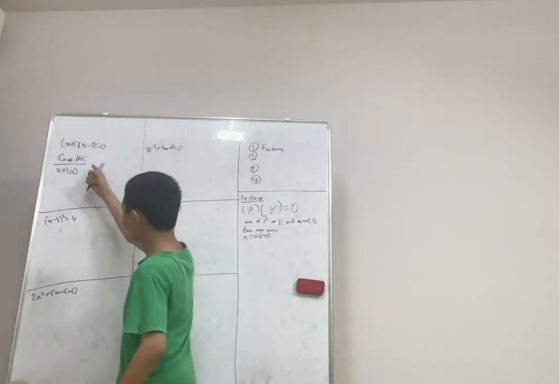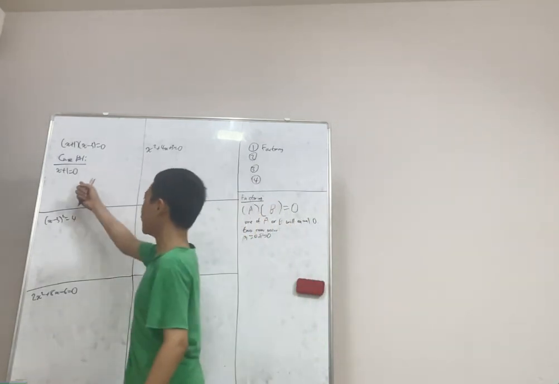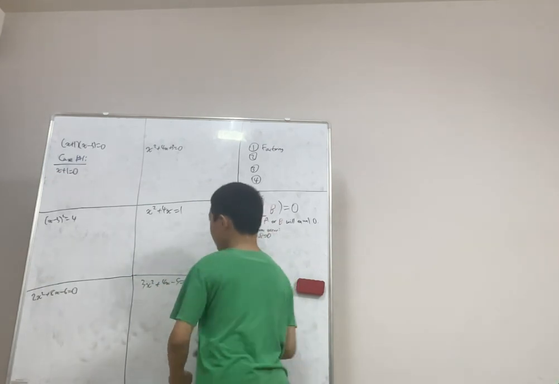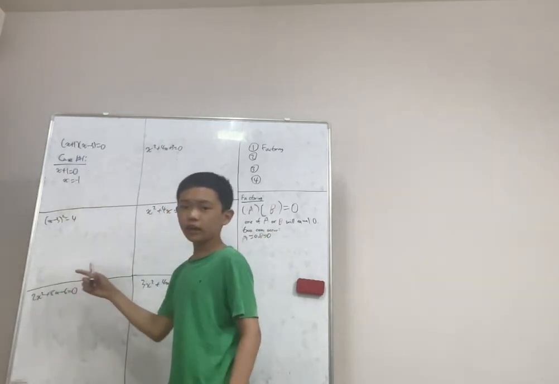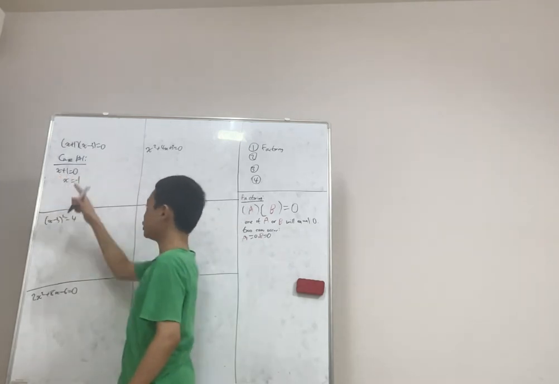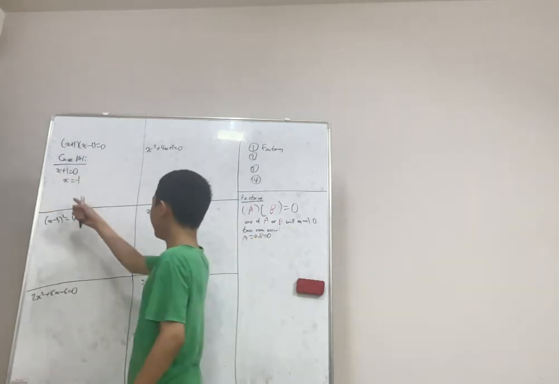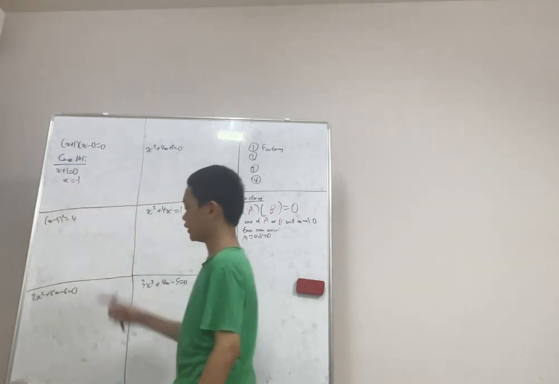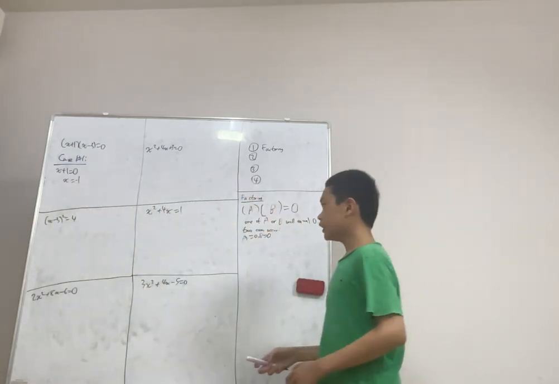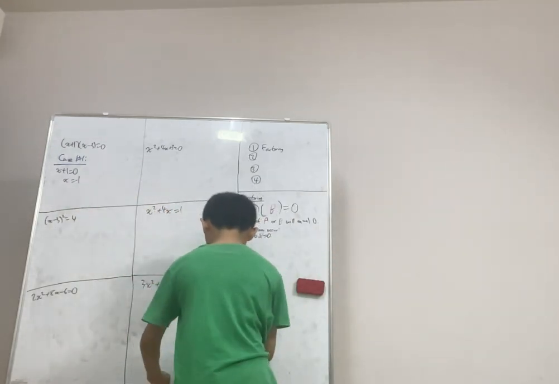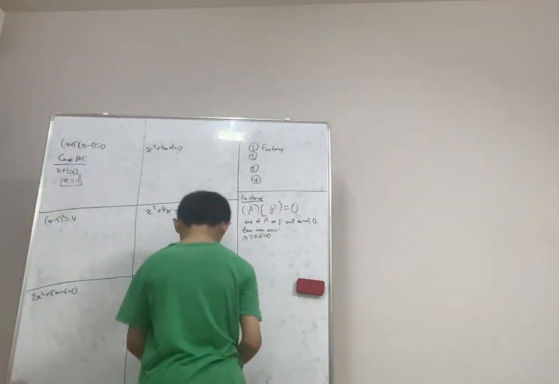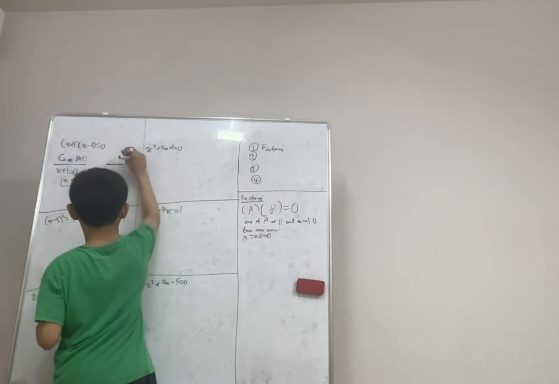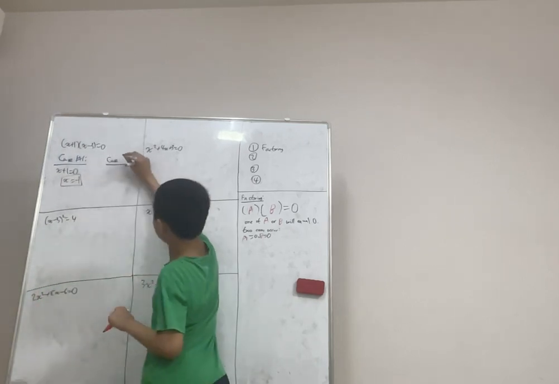Okay, so now case number 1, we have x plus 1 equals 0. So, assuming that you already know how to solve a linear equation, we subtract 1 on both sides, and we have x equals negative 1. Now this is the first case. So this is one of our solutions to this equation. But we still have another case remaining. Case number 2.